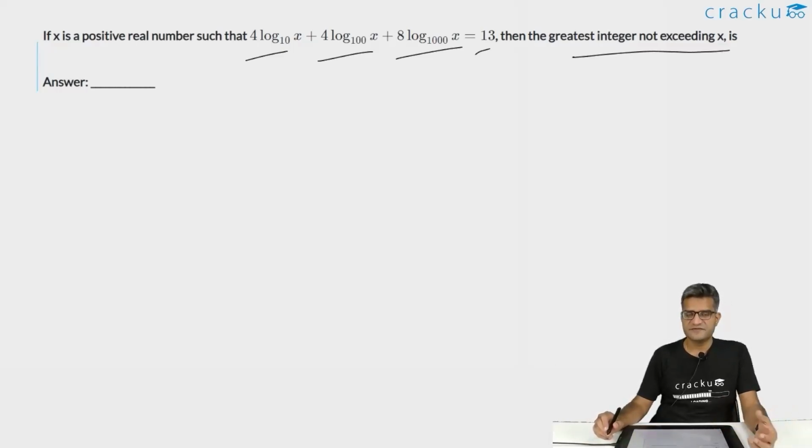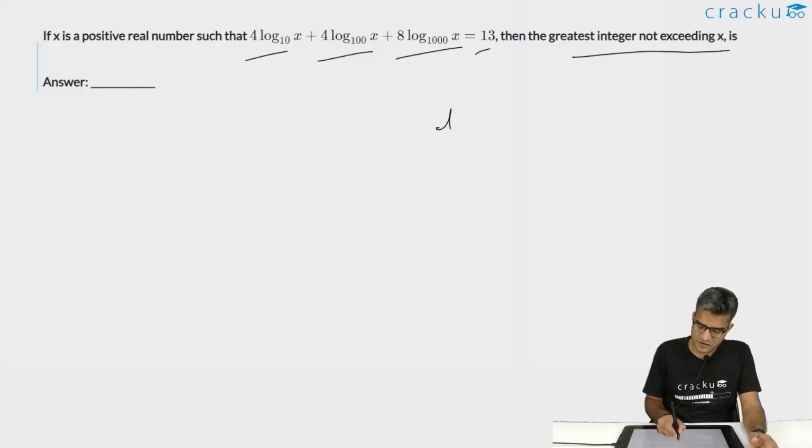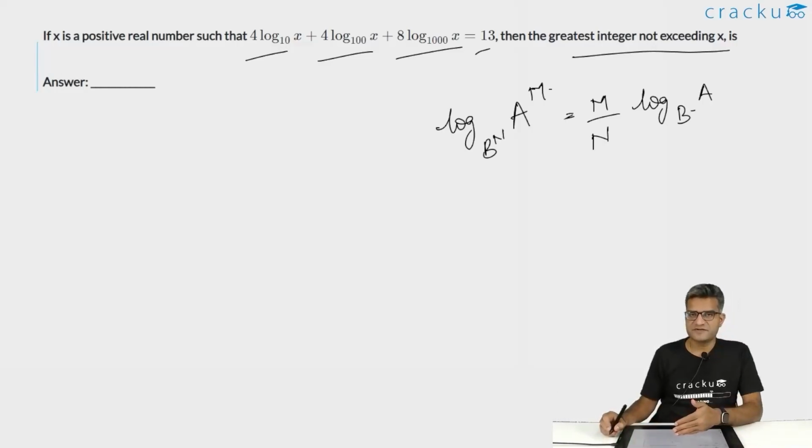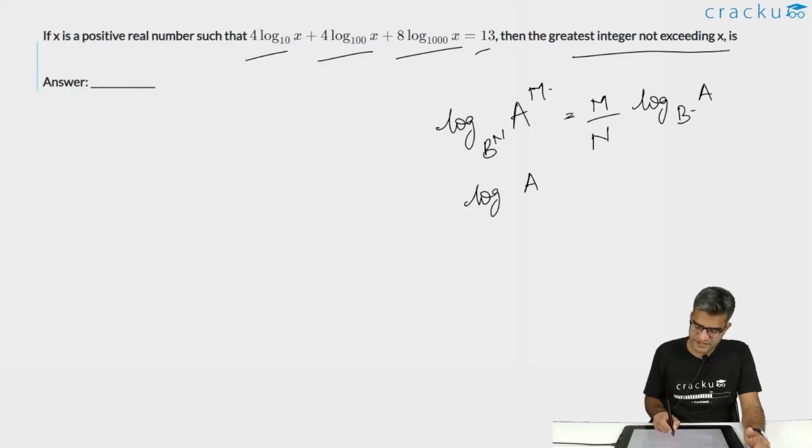To solve this equation, we need to know a formula in logarithms, which is log of a^m to the base b^n is equal to m/n times log of a to the base b. A simplification of that, which will actually be used in this particular question, is log of a to the base b^n is 1/n times log of a to the base b.